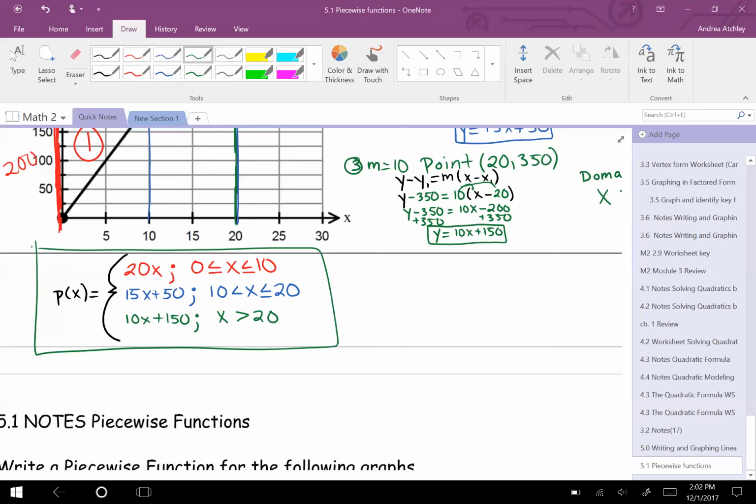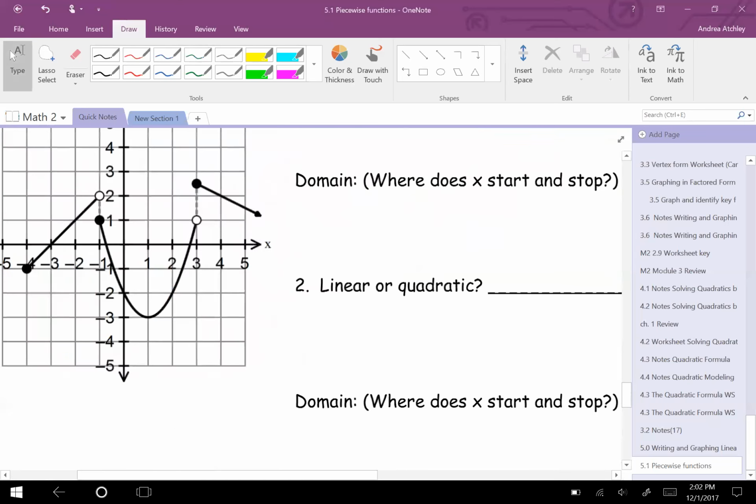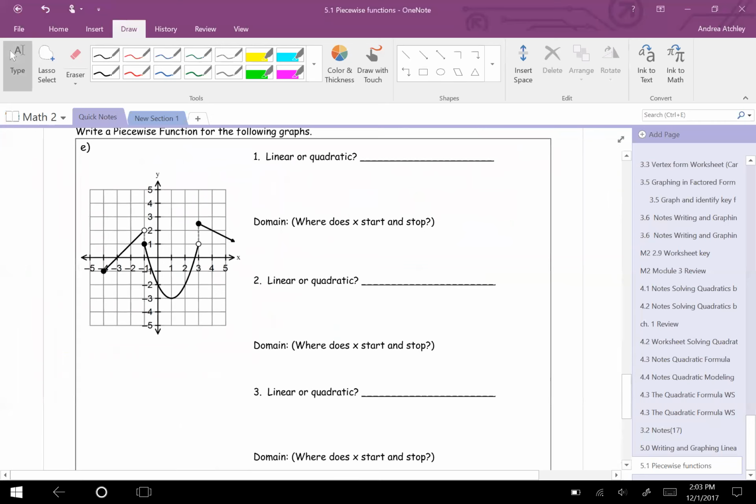Any questions? Okay. Now we're going to move on and just, given a graph not connected to any scenario, we are going to write a piecewise function for this wonderful graph. Any questions over that? Okay, for that first piece, we're going to number them. This is 1. This is 2. Let's see. 2. This is 3.